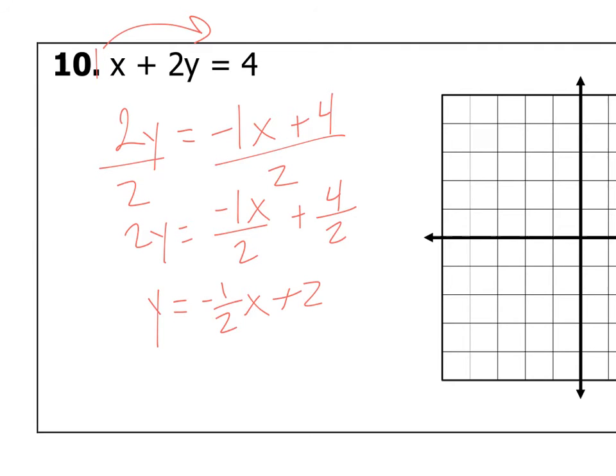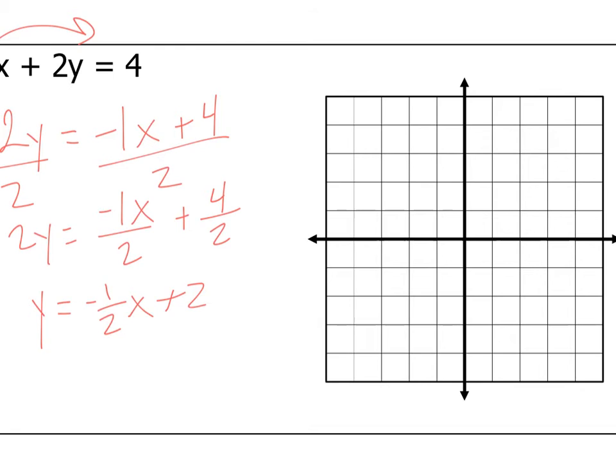Now I can graph. All right, so let's slide this over here. So 2 right there. I think gotta switch over. There you go. So there's 2. Slope's negative 1/2. So down 1, right 2. Down 1, right 2. Could also go up 1. Now I got to go left 2. Up 1, left 2. Okay.